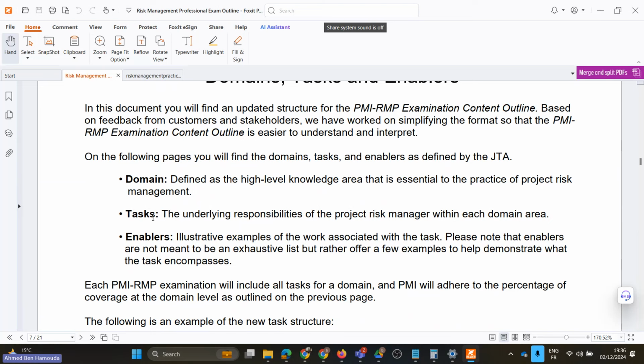Each domain is defined at a high level as a knowledge area, and for each domain we will have tasks, which contain the underlying responsibilities of the project risk manager. Then we will have enablers, which are an explanation and illustrative examples of what needs to be done in association with each task, such as the tools and techniques. In this ECO, the enablers are not exhaustive. They offer a few examples. And of course, it's up to the training company to provide you with all the tools and techniques which you might face in your RMP exam.